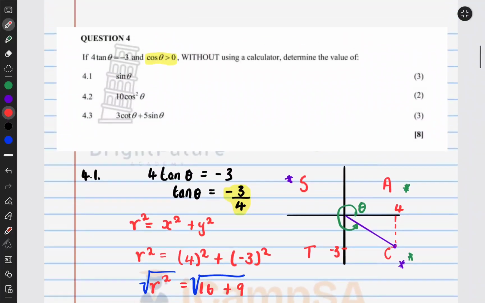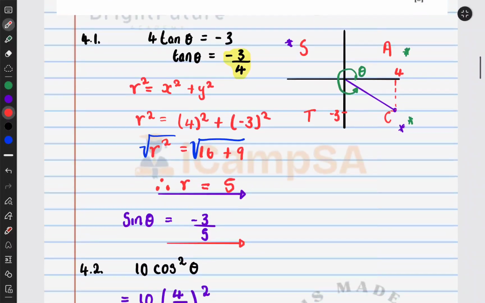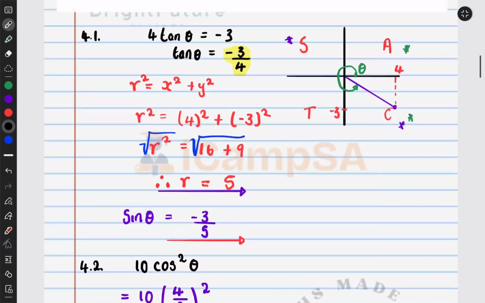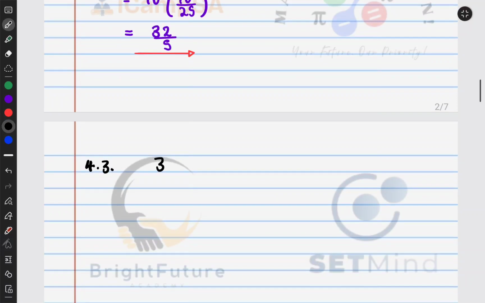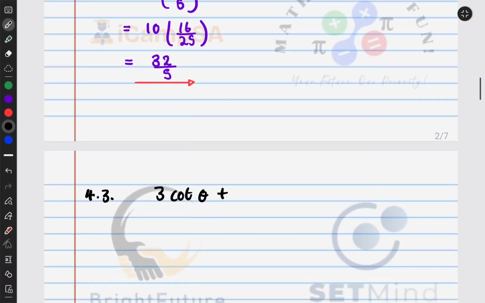Okay, and then next we have 3 cot theta plus 5 sin theta. That is our 4.3. We have to evaluate 3 cot theta plus 5 sin theta, and we have cot theta.